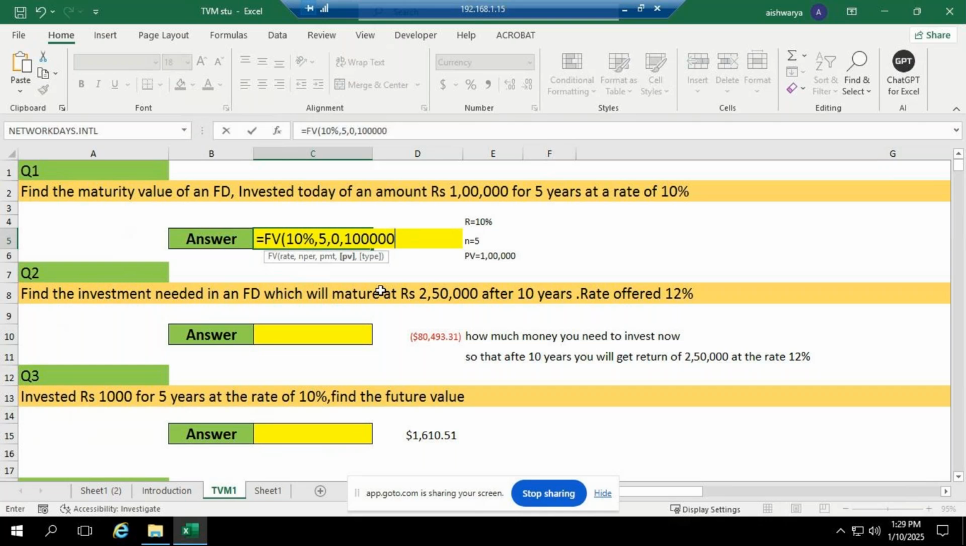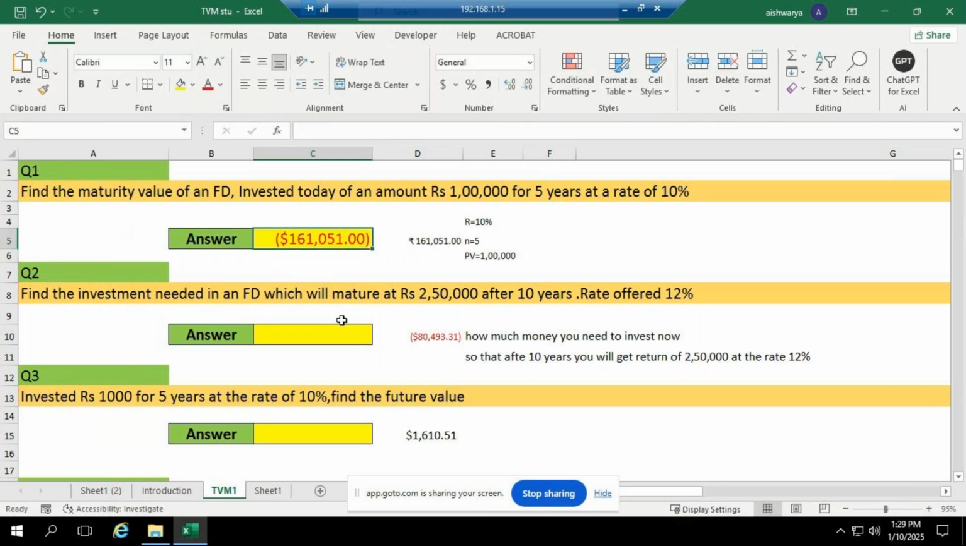Then again comma, then type. Type is nothing but at the end of the period. Here you have 0 for end of the period and 1 for beginning of the period. So that's why you select here the end of the period only. Then close the bracket and press enter here. See, now we'll be getting minus 1,61,051. So why is it minus?